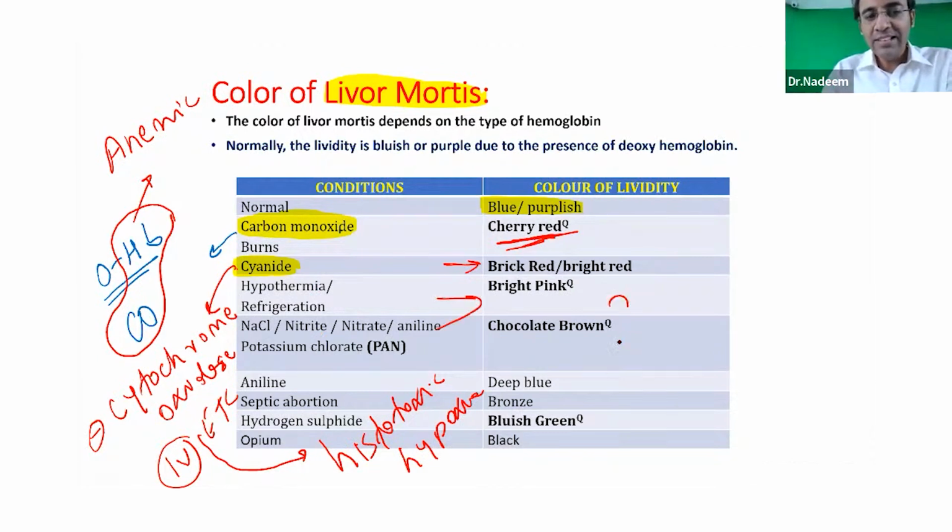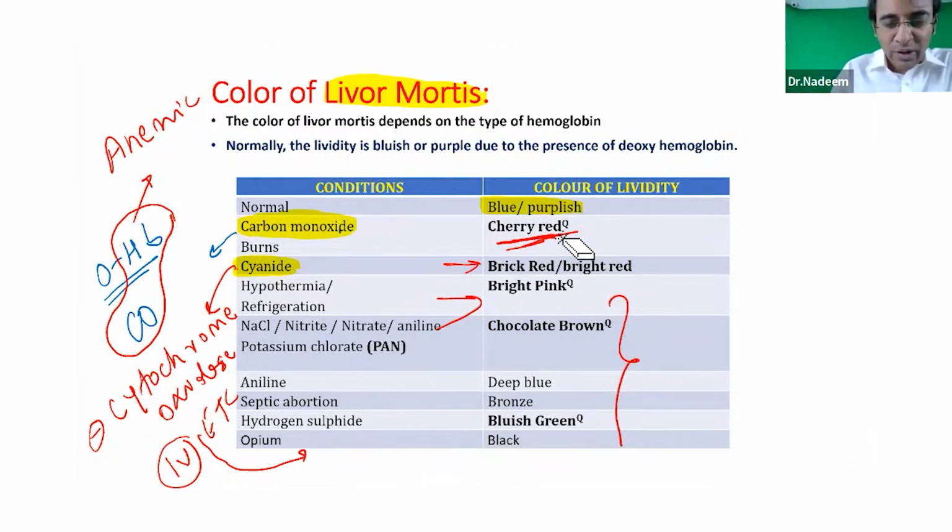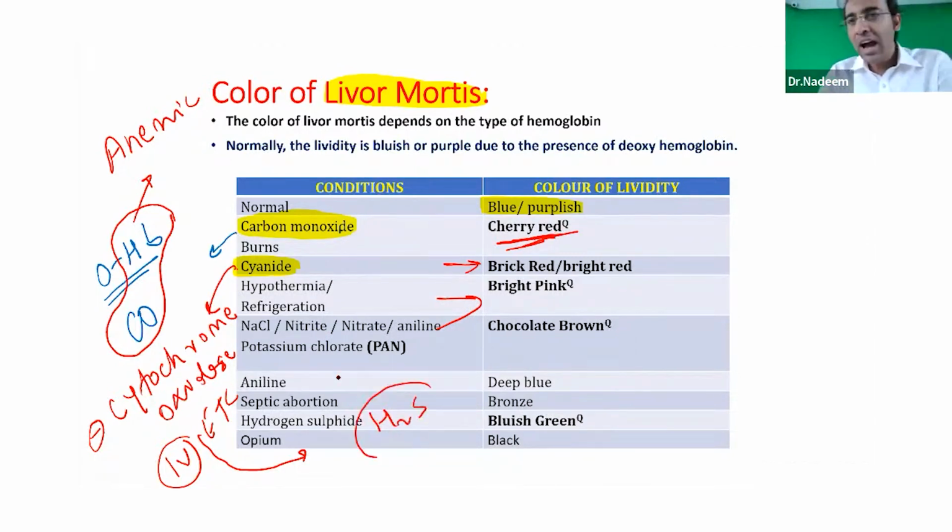Please remember that. See here, hydrogen sulfide, H2S. Hydrogen sulfide is going to mix with hemoglobin. This will make sulfhemoglobin, which is greenish in color, right? So H2S gives a bluish green color. So these colors are important for your exam.